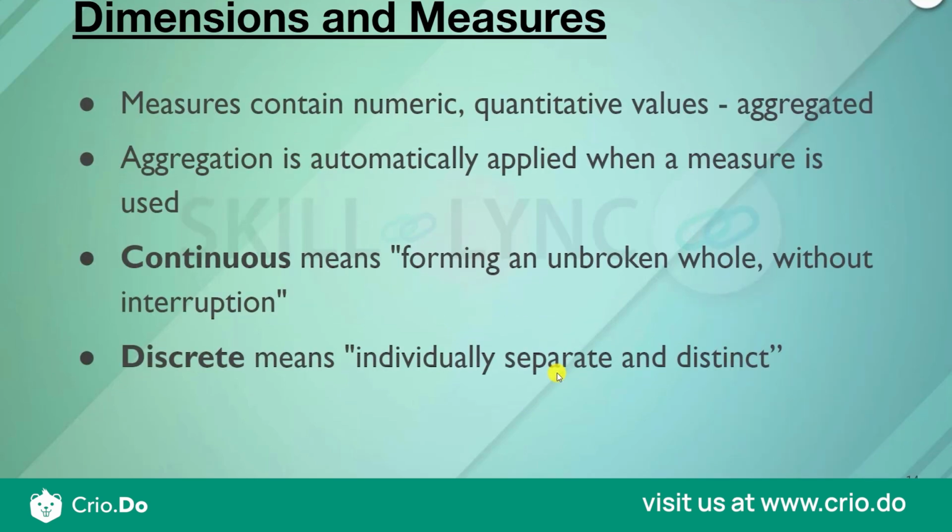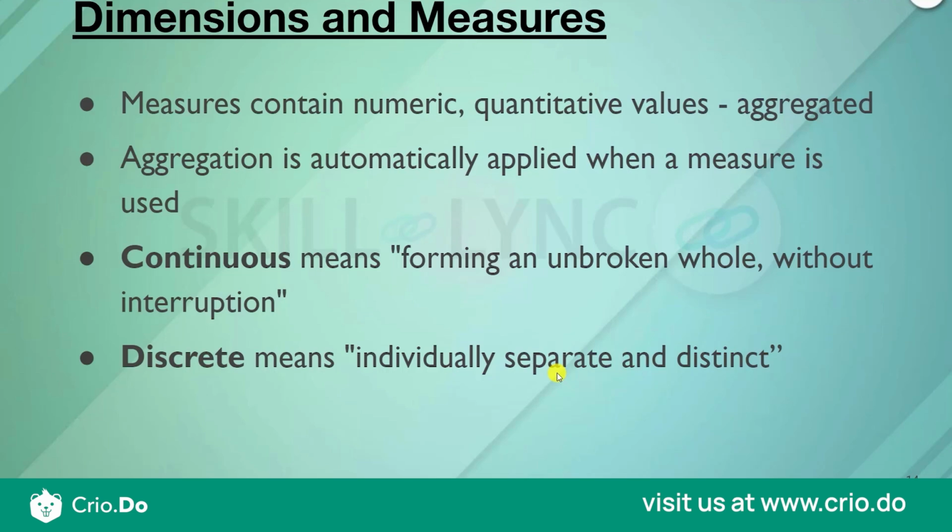So what is a measure? A measure contains numeric values, also called quantitative values. These measure values are aggregated according to the data you have inside your data source. This aggregation is applied automatically whenever you use a measure on your view. Whenever you drag and drop a measure onto the view, Tableau will first recognize that it is a number type, and it will aggregate it according to the default option available.